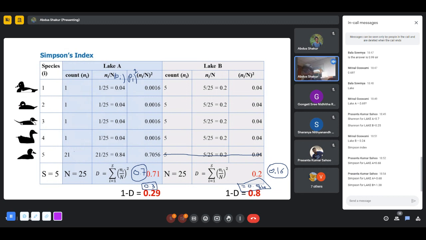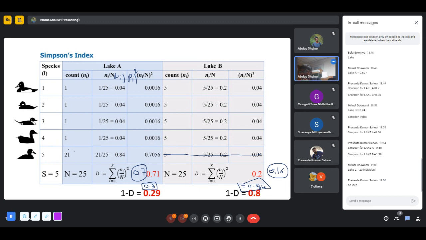Okay. Do you have any doubts still here for this Simpson index calculation? If you have, do let me know so that it gets clarified here itself. Prashanta, where do you think you went wrong for Lake B? You got 1 minus 1.38. Lake B is 20 individuals. Oh, sorry. Thanks for pointing it out.